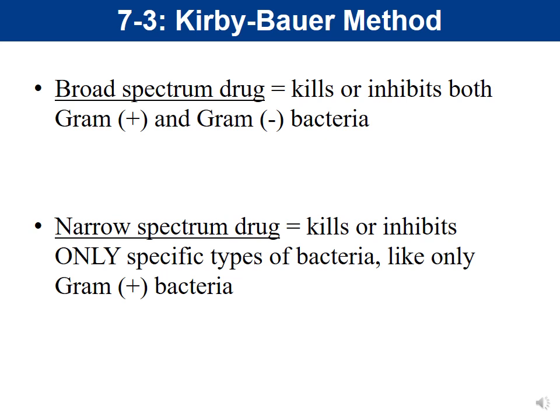Narrow spectrum is going to kill or inhibit only specific types. So if you have time to figure out what's causing the infection, then a narrow spectrum would be the way to go because you're not going to be getting rid of good normal flora bacteria. That would be an advantage. Plus, narrow spectrum is also more targeted, so it's going to be more effective because it's targeting only the bacteria causing the infection. It's not being utilized by multiple different bacteria.